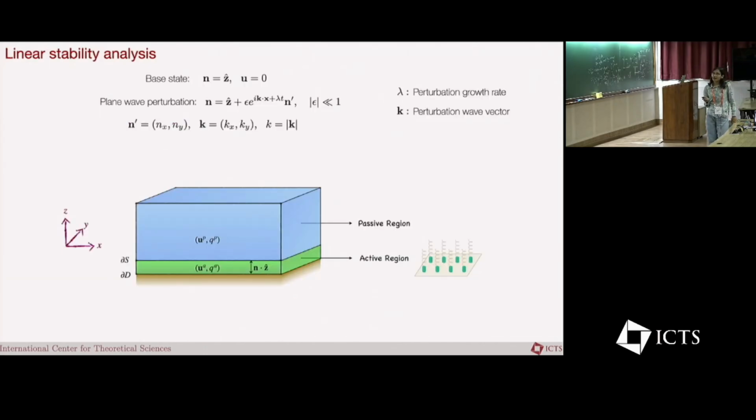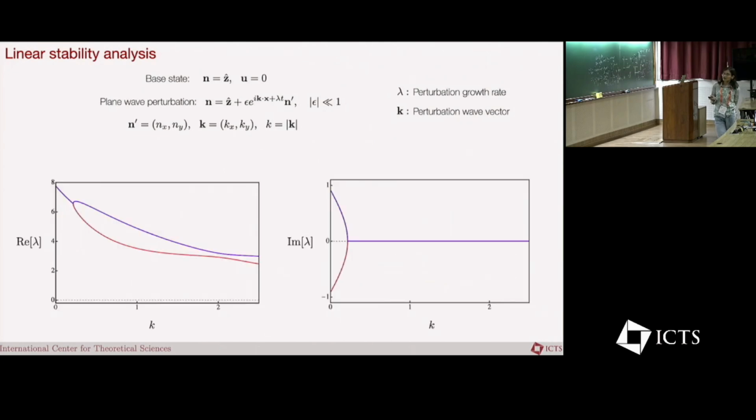So we start with linear stability analysis. We start with the state where all the bacteria are aligned in the z direction. Then there is no mean field flow, so this is what we are calling the base state. Then we introduce a small perturbation in plane wave form characterized by the wave vector k. Once we linearize all the governing equations, we solve for the eigenvalue of this system. What we found is this.